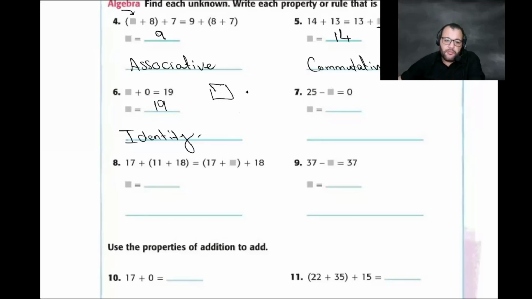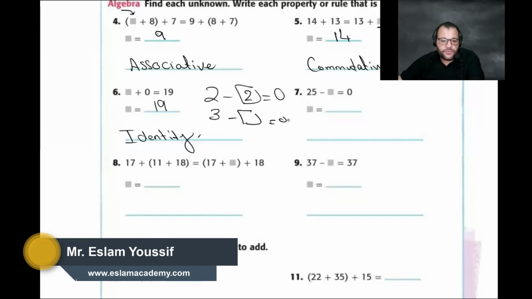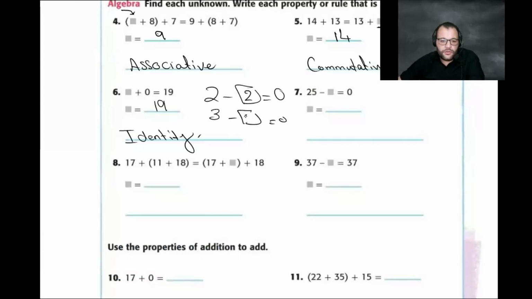Any number minus what equals 0? If I have 2 minus what equals 0? 2 minus 2. 3 minus what equals 0? 3 minus 3. 4 minus what equals 0? 4. So 25 minus what equals 0? 25. When you subtract any number from itself, the result will be 0. That's called the subtraction rule.